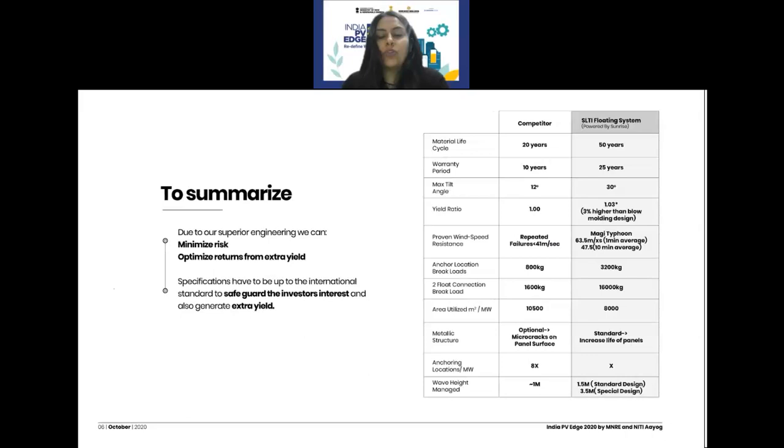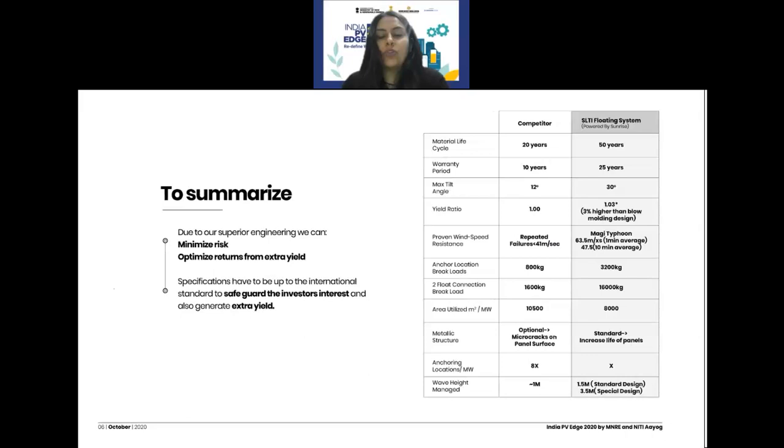So to summarize, we are superior when it comes to engineering. We do minimize risk. We absolutely optimize returns from extra yield. And we have all the technology available to safeguard the investor's interest and also generate extra yield. Some of the key aspects I would like to summarize here in the table. Our material life cycle is 50 years to the competitors' 20 years. Warranty period is 25 years versus the competitor at 10 years. The tilt angle variation is tunable up to 30 degrees versus the competitor, who can go maybe 11 or 12 degrees, and that's a fixed offer from them.